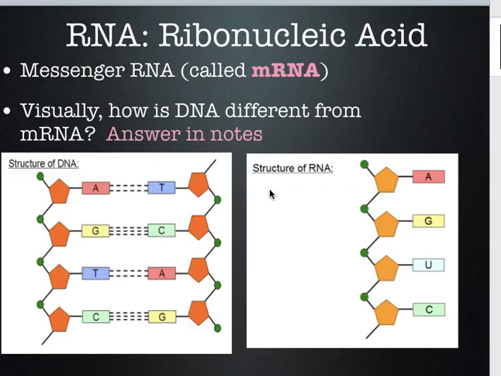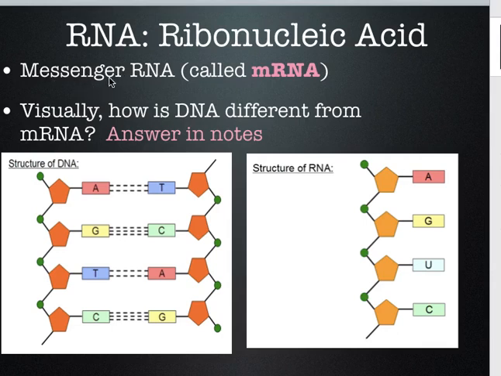Second note set is on a closely related molecule to DNA called RNA. So this is page 2 of the notes. RNA stands for ribonucleic acid. It's also called messenger RNA, and the little m is the abbreviation for messenger.